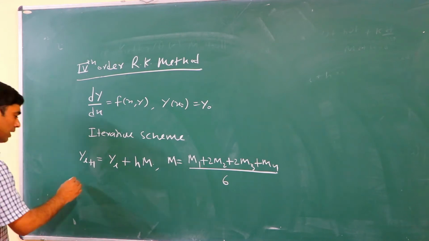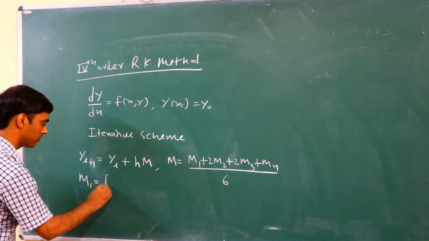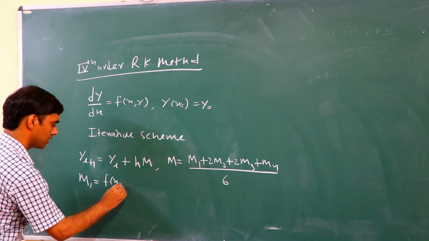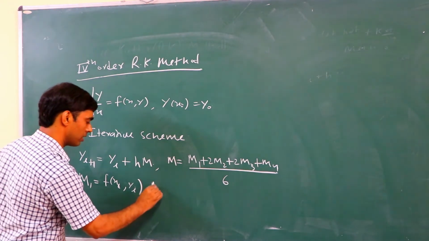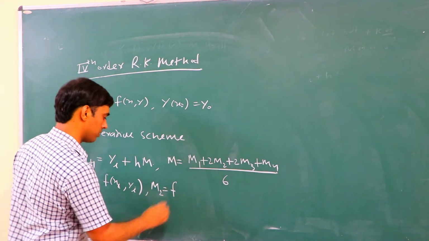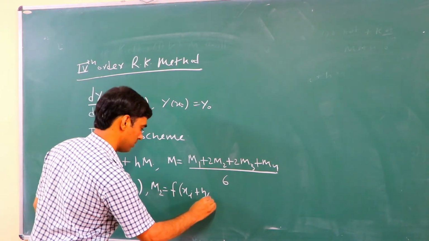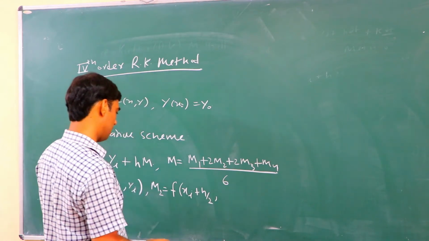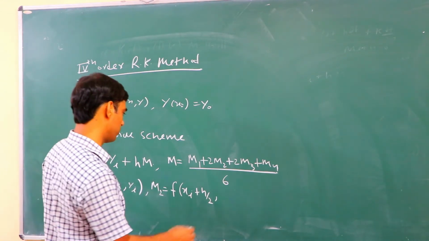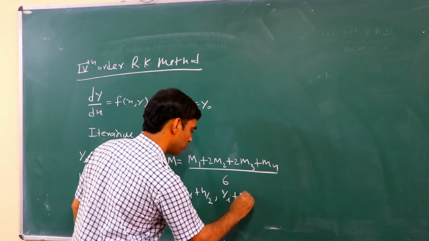And what is the value of M1? M1 equals f of xi, yi, and M2 equals f of xi plus h by 2, yi plus m1h.